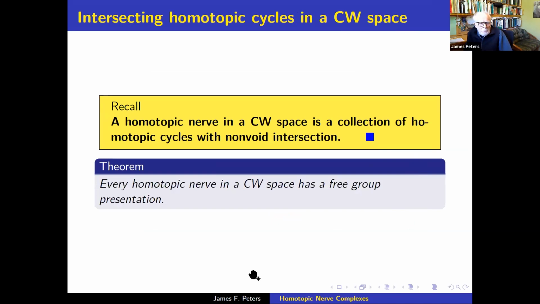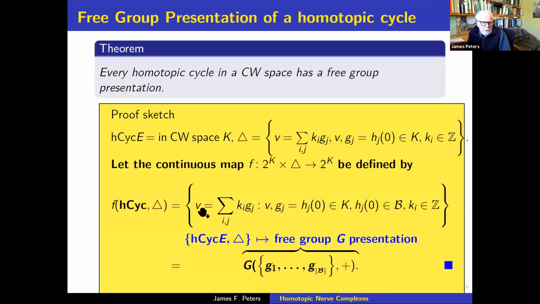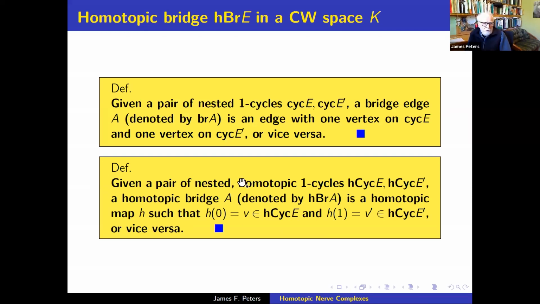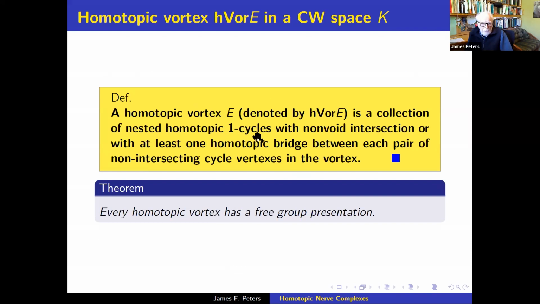Okay, then we get this: a homotopic nerve in a CW space is a collection of homotopic cycles with non-void intersection. Every homotopic nerve has a free group presentation. Easy to prove again, using a proof which is symmetric to what I gave earlier. Here's the proof sketch. Here we have the definition of a homotopic bridge, which I won't repeat. I gave you already. And here's the definition of a homotopic vortex. It's a collection of nested homotopic one cycles with non-void intersection, where the vortex has at least one homotopic bridge between each pair of non-intersecting cycle vertexes in the vortex. And again, I can get out of that a free group presentation of that homotopic vortex.